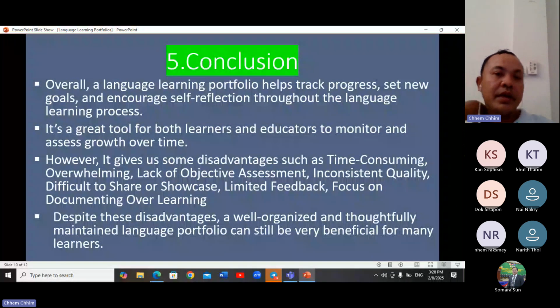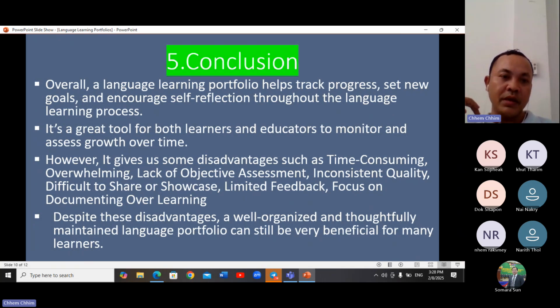In conclusion, language learning portfolios can help strategize new goals and encourage shared reflection throughout the language learning progress. And it's a great tool for most learners and educators to monitor and assess progress over time.